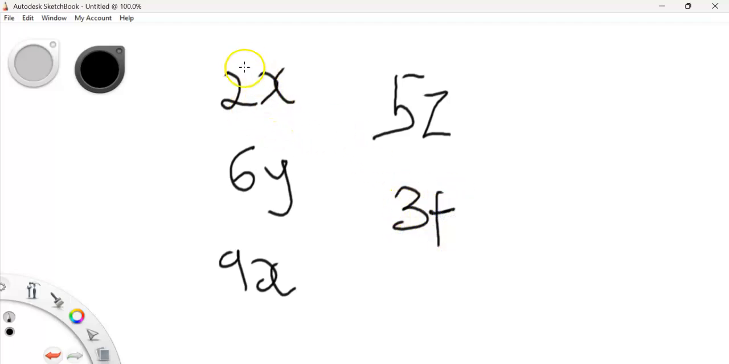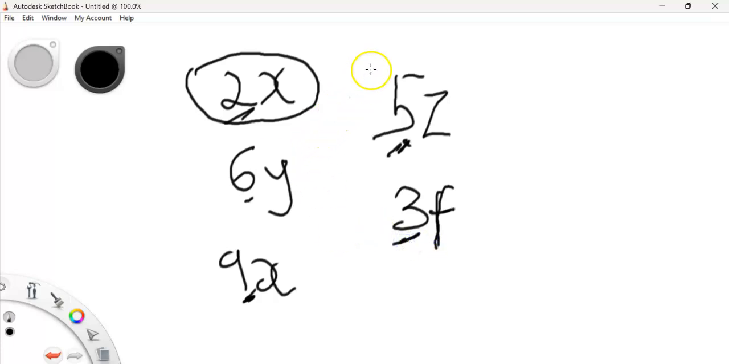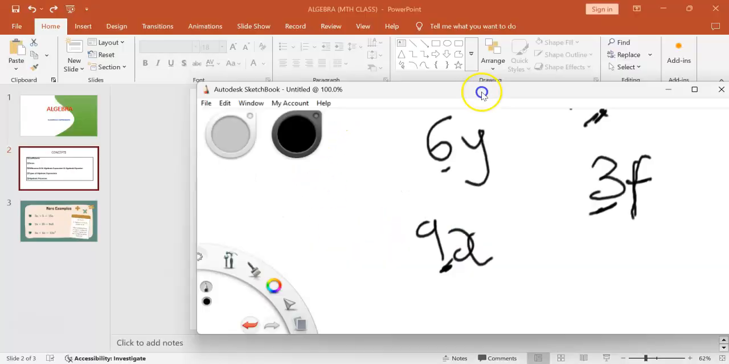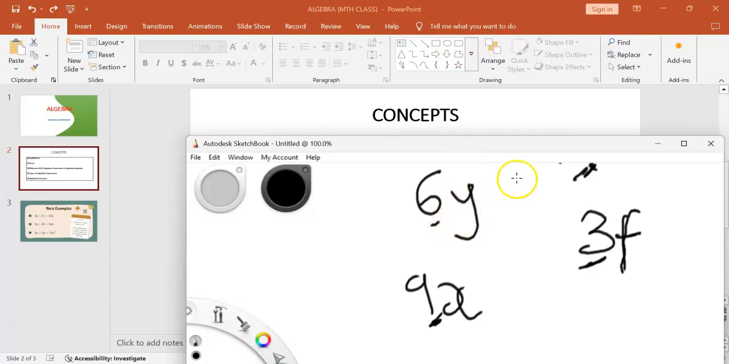If someone asks, what is the coefficient of this particular algebra here? That is 2. What is the coefficient of y? That is 6. What of 9x? What is the coefficient of x here? That is 9. What is the coefficient of z here? That is 5. What is the coefficient of f here? That is 3.